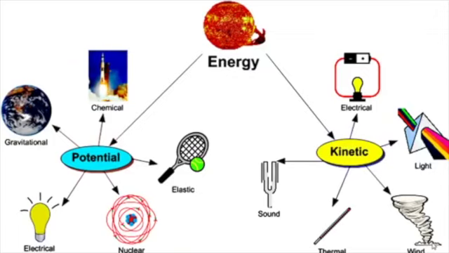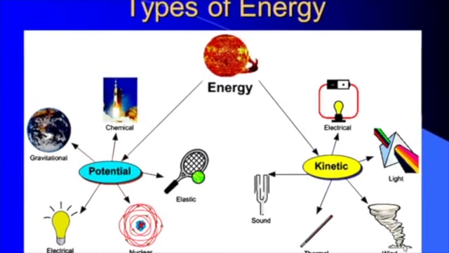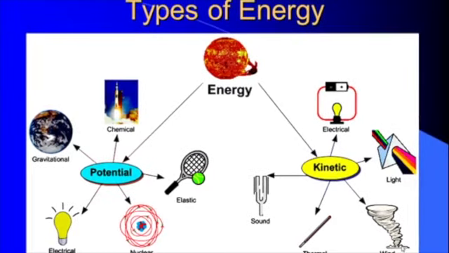So potential types of energy include chemical potential energy, gravitational potential energy, elastic potential energy, electrical, and even nuclear. While kinetic energy can also be electrical because you have moving electrons in a circuit, light, moving photons, wind energy, moving air molecules, thermal energy, the movement and vibration of molecules, and even sound, the movement of air again. So two basic types of energy that we can break down in many, many different ways.